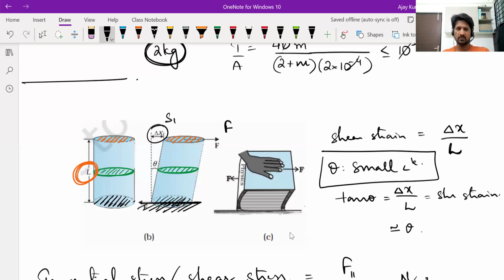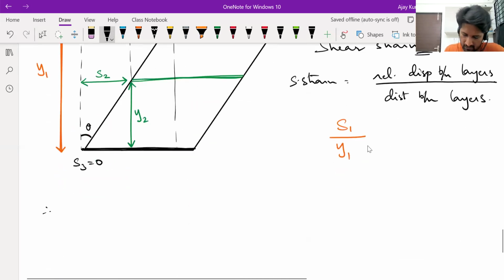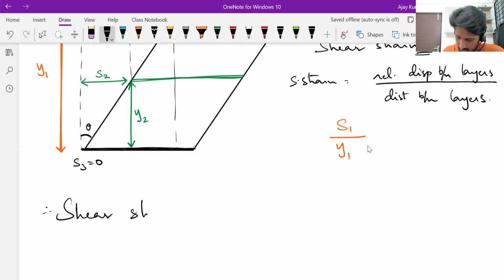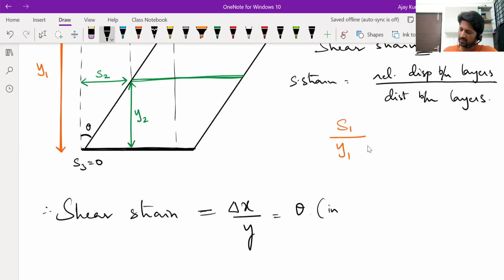We had discussed this many times. For small angles, if the angle is taken in radians, tan theta and sin theta will both be equal to theta itself. Cos theta will be equal to 1. Therefore, shear strain can be calculated as relative displacement divided by the distance between the layers, which also becomes the angle by which the body deforms. And that angle must be in radians, because only in radians you can approximate sin theta to theta when theta is a small angle.